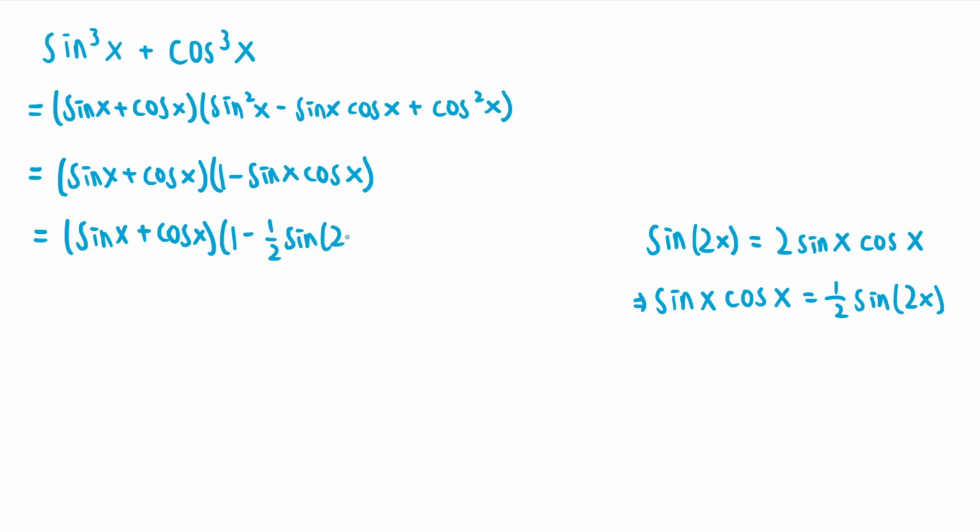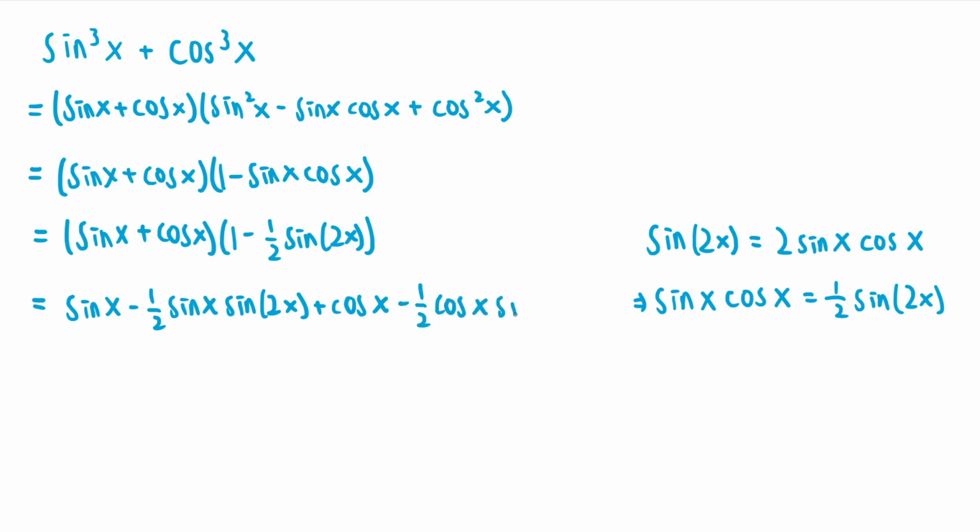sine of 2x. We can also expand this, and if we do, this becomes sine of x minus 1/2 sine of x times sine of 2x plus cosine x minus 1/2 cosine x times sine of 2x. And this expression is now simplified according to the rules we set at the start of this video.